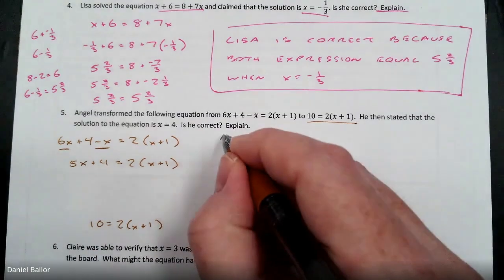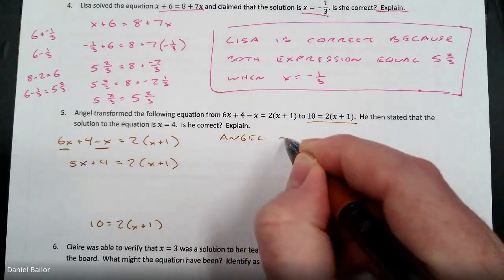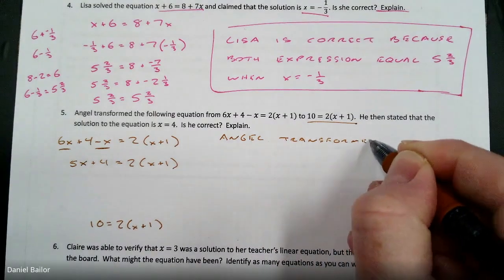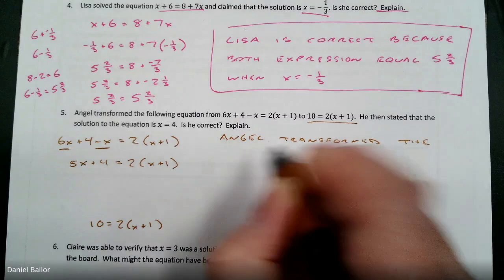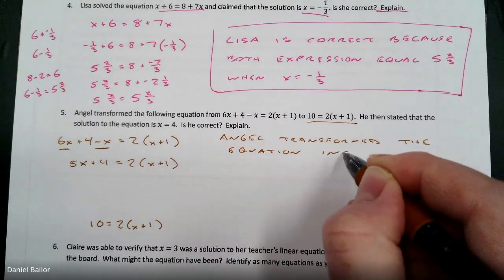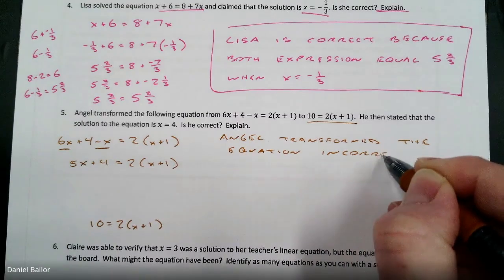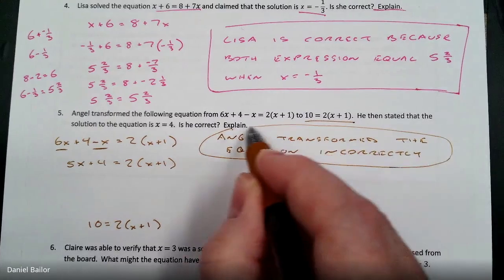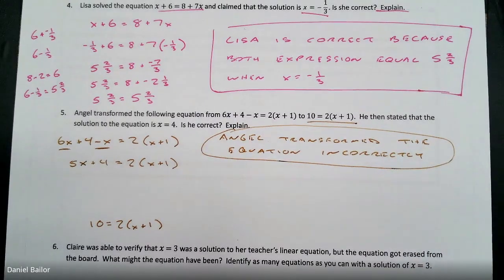So I'm going to say Angel transformed the equation incorrectly. That's the first part of my answer. Angel transformed the equation incorrectly. He did not do a great job of transforming that equation.